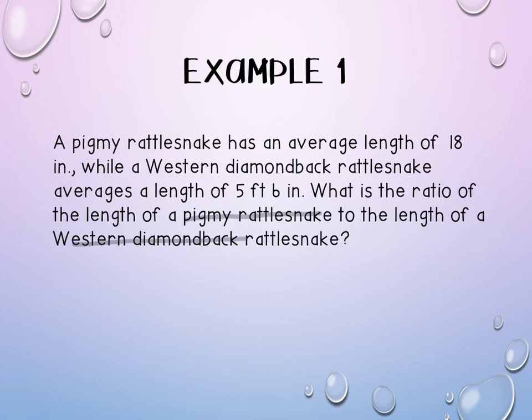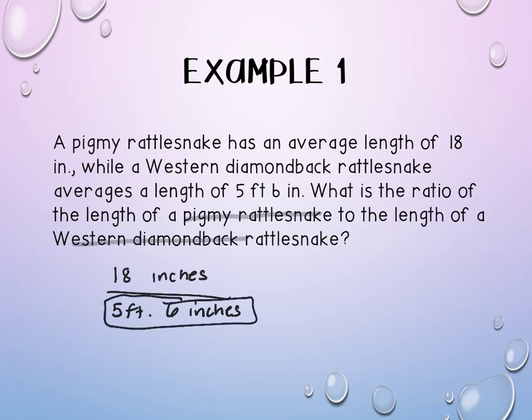So the pygmy rattlesnake is 18 inches, right? So 18 inches would go over the length of the western diamondback, which is 5 feet 6 inches. But what did we say was true about the types of units for a ratio? They have to be the same first, right? Then we're going to simplify. So if the top is only in inches, then the bottom has to only be in inches, okay? So I need to convert 5 feet 6 inches into just inches.